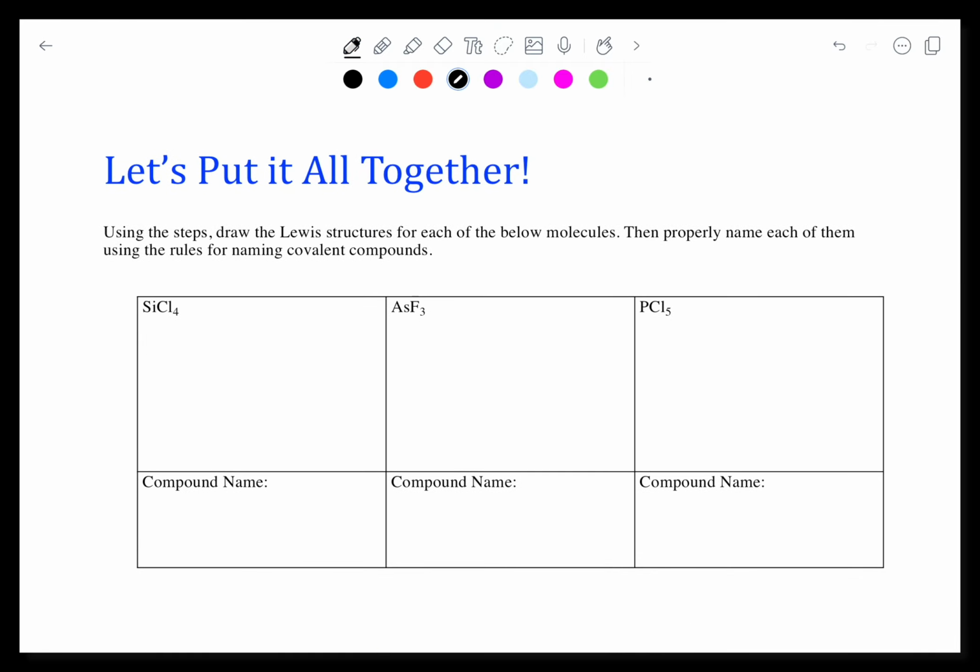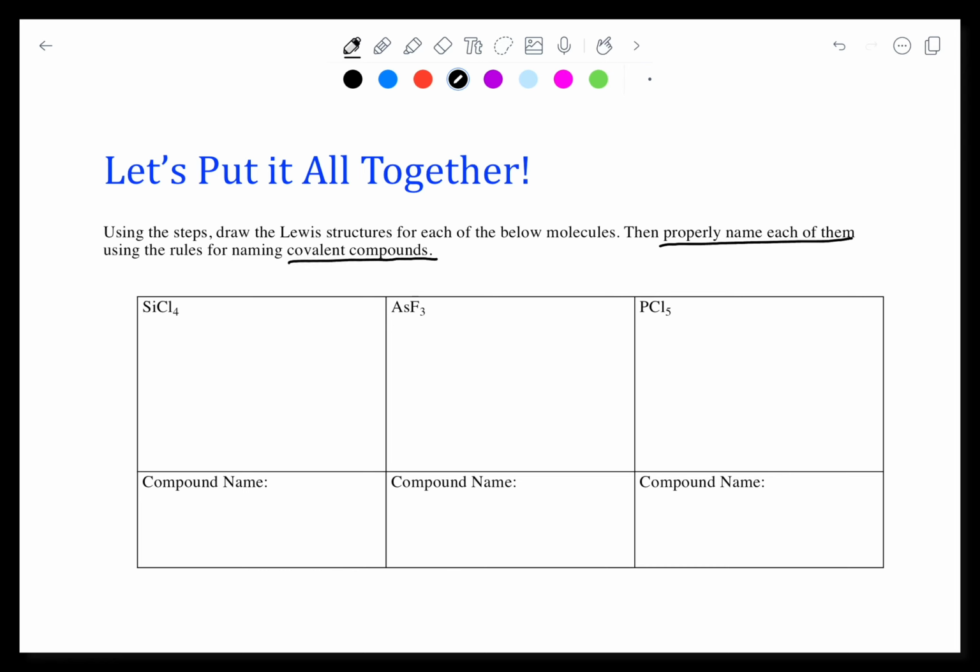So we're going to take what we learned in our past few chapters and put it all together. First, what we're going to do in this example is draw the Lewis structure for each of the molecules below and then name them. Name each of them using our rules for naming covalent compounds.